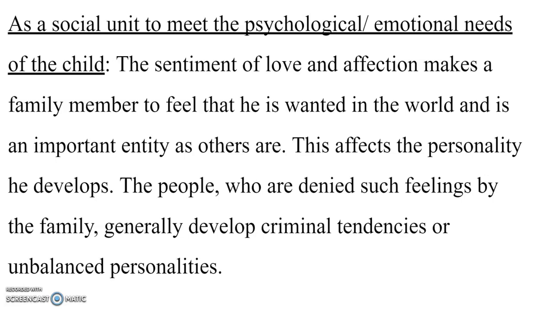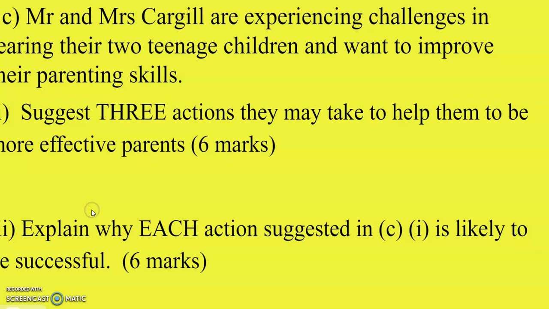So what you notice, the question again says outline. The verb in the question is to outline. It is 4 marks. So I did not just state my answer. I wrote a little bit more on the answer to explain what I mean by the function of the family as an economic unit and as a social unit to meet the psychological needs of the child. And you'll get the 4 marks.